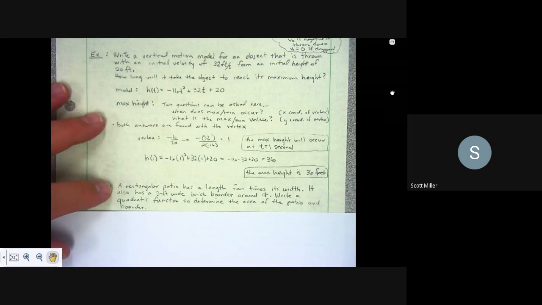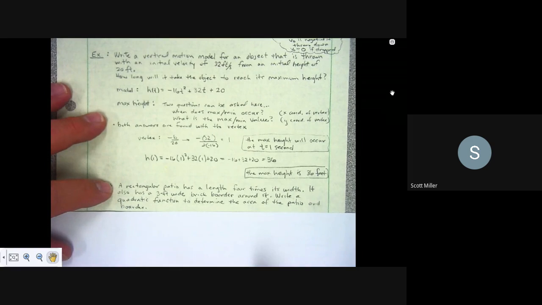A rectangular patio has a length 4 times its width. It also has a 3-foot wide brick border around it. Write a quadratic function to determine the area of the patio and border. So we have to write a quadratic function that will represent this model.